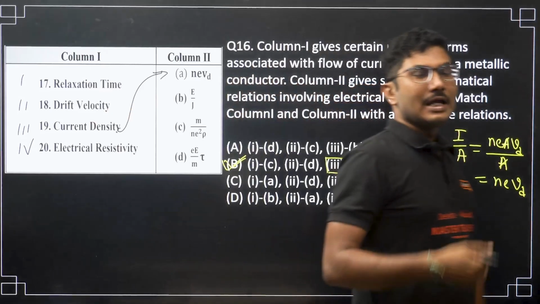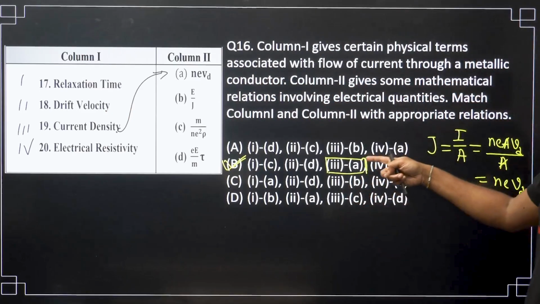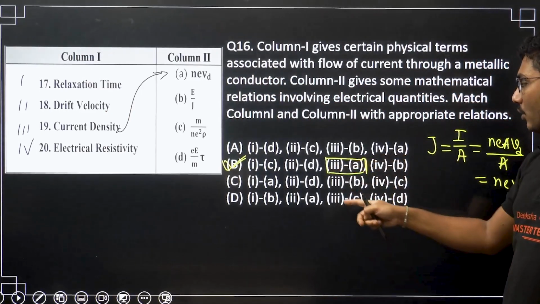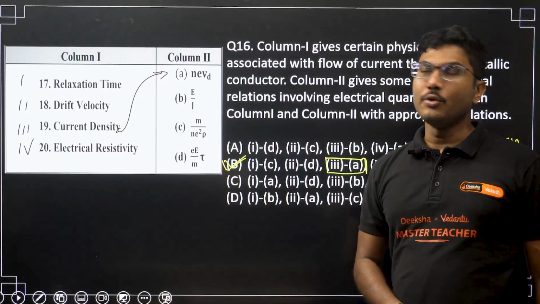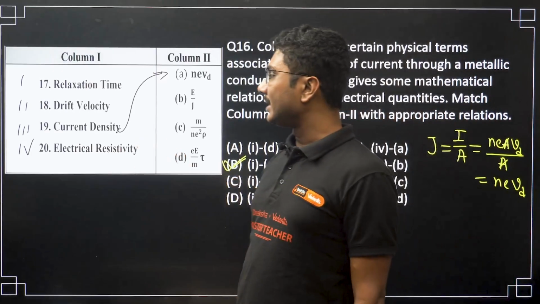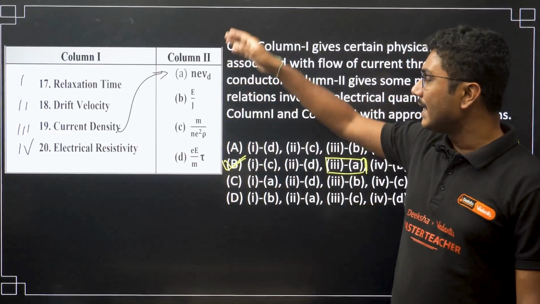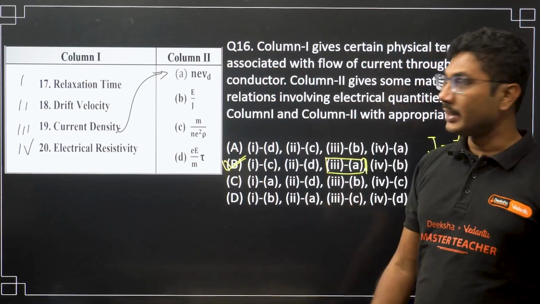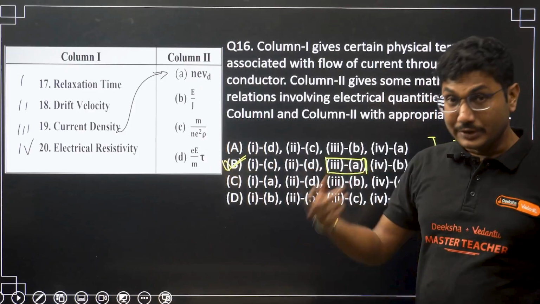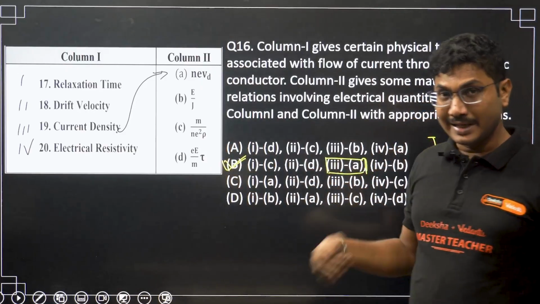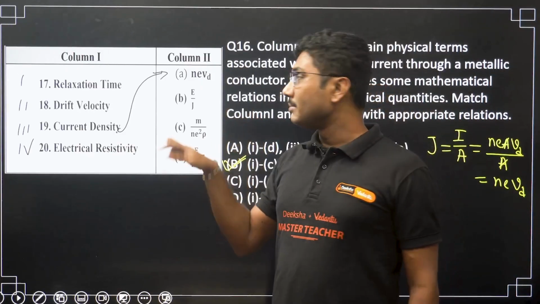In case you have two options, suppose 3A is given over here and 3A is given also in this one, then you can check the last one, electrical resistivity, and see if any of the following quantities is matching. You can see that electrical resistivity is matching with E by J. We saw that J is equal to sigma E, so 1 by sigma is E by J.